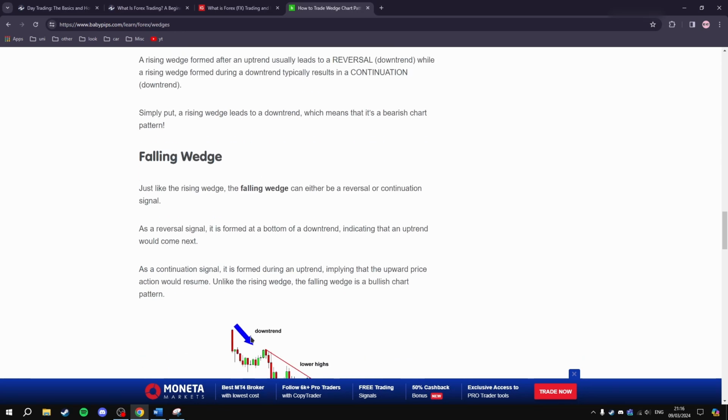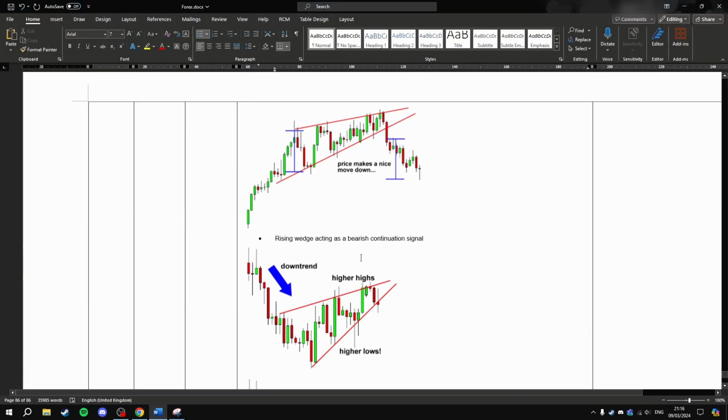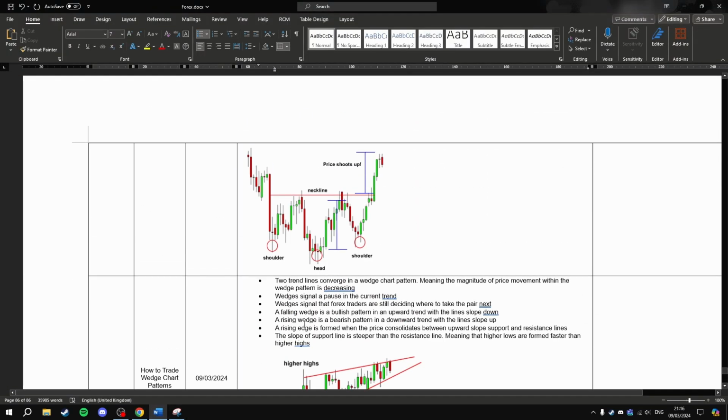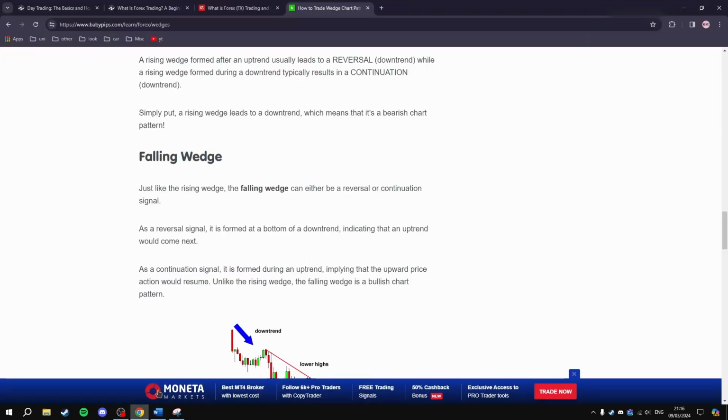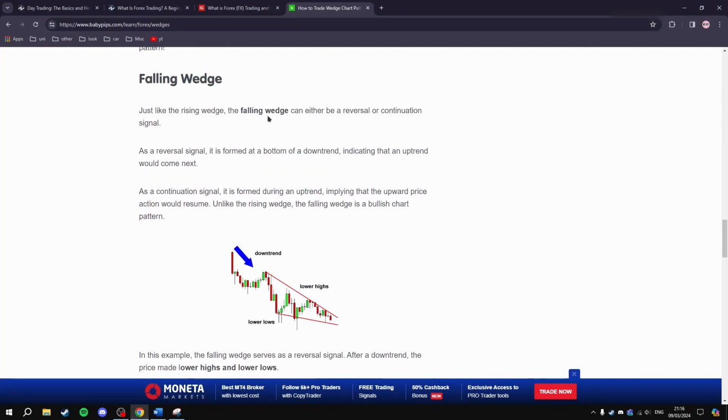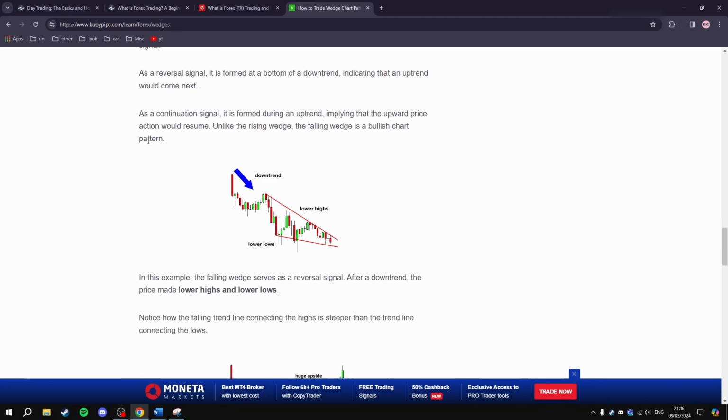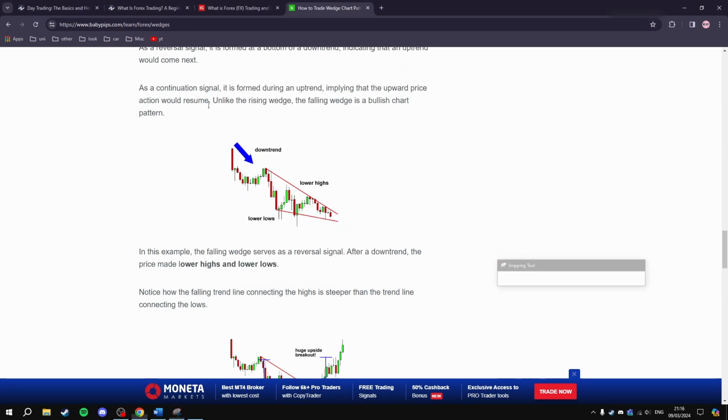So, falling wedge. This is where we scroll back up to the falling wedge bit. Just like the rising wedge, the falling wedge can either be a reversal or continuation signal. As a reversal signal, it is formed at the bottom of a downtrend, indicating that an uptrend would come next. As a continuation signal, it is formed during an uptrend, implying that the upward price action would resume. Unlike the rising wedge, the falling wedge is a bullish chart pattern.